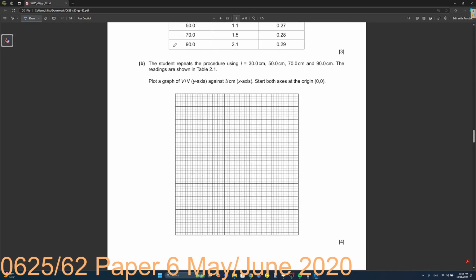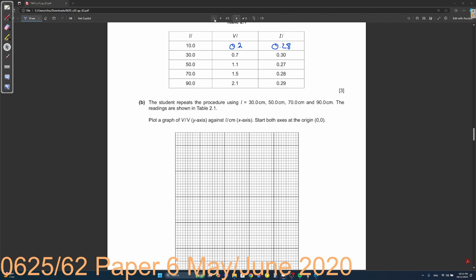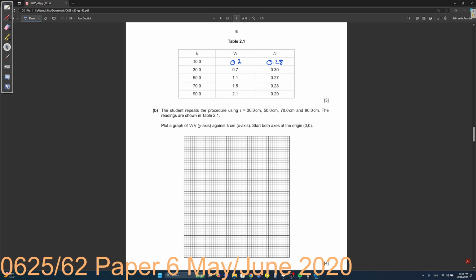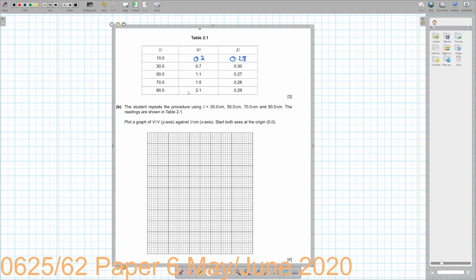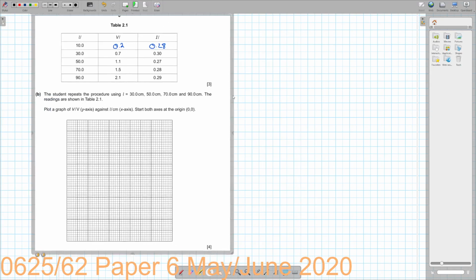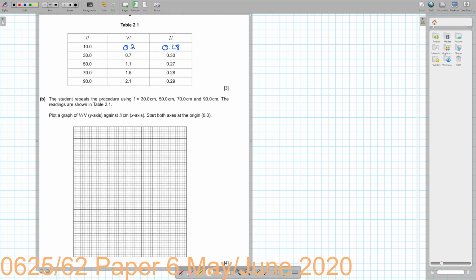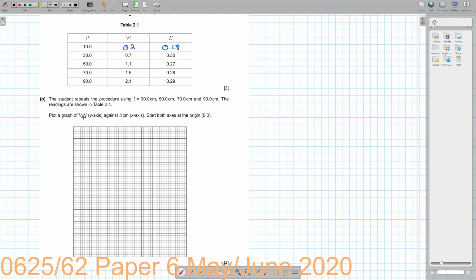To plot a graph, I'm going to take it into open board. I'm going to go up just a bit, and zoom out just a bit. So, over here, this is our graphing area. We're first going to plot our points. We're saying V against L. So, we're going to say V in volts against L, which is in centimeters.